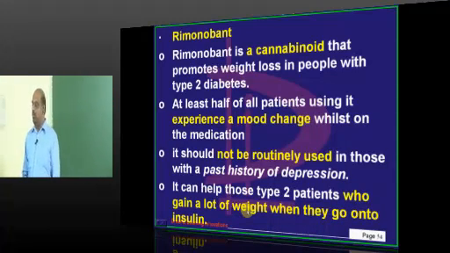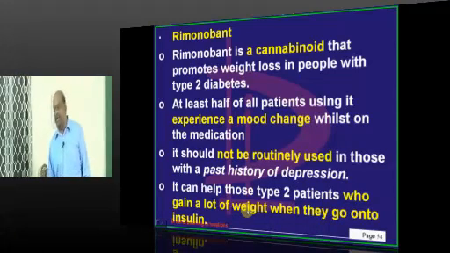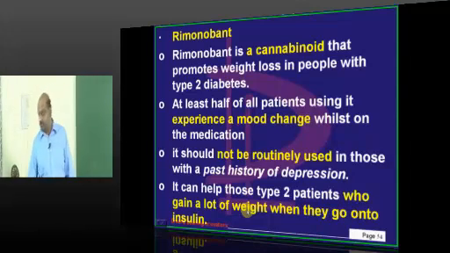Rimonabant. What is the importance of this very important drug?